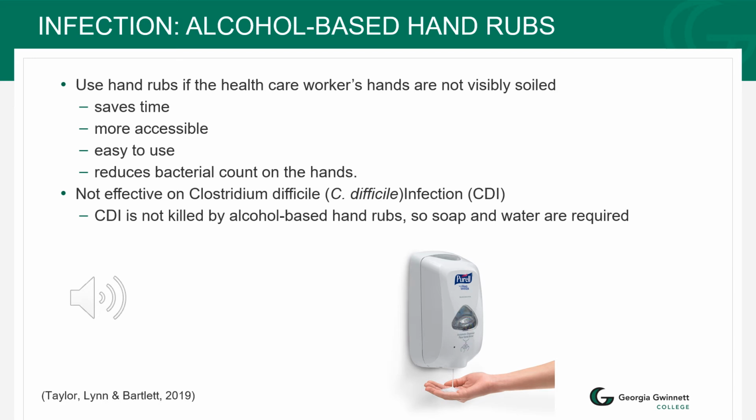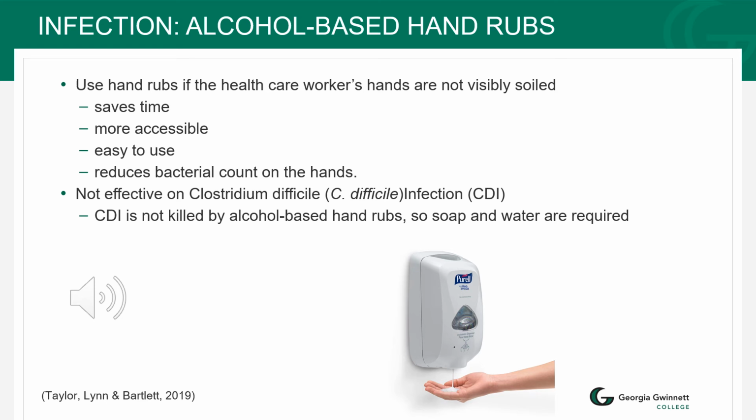You can use alcohol-based hand rubs, or we call them foam. We sometimes say foam in and foam out. And you can use this technique when your hands are not visibly soiled. Again, it can save some time. A lot of times it's right there at the door when you walk in the patient's room. It's easy to use. A time when you cannot use this, and this is real important to know, is if someone has been infected by C. diff. C. diff is not killed by the alcohol, so you must use soap and water to wash your hands if somebody has C. diff, not the foam.